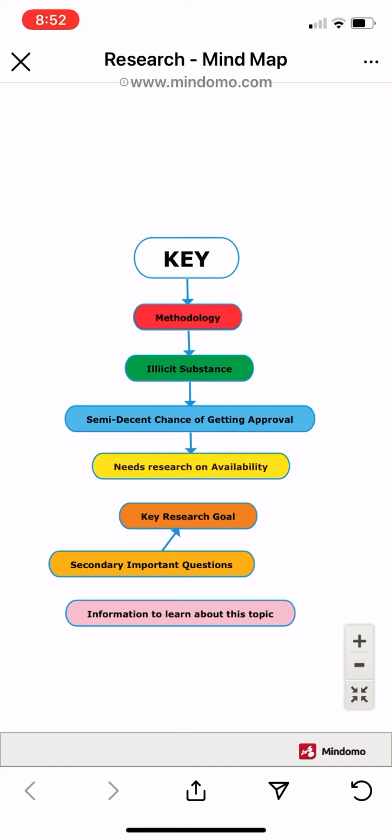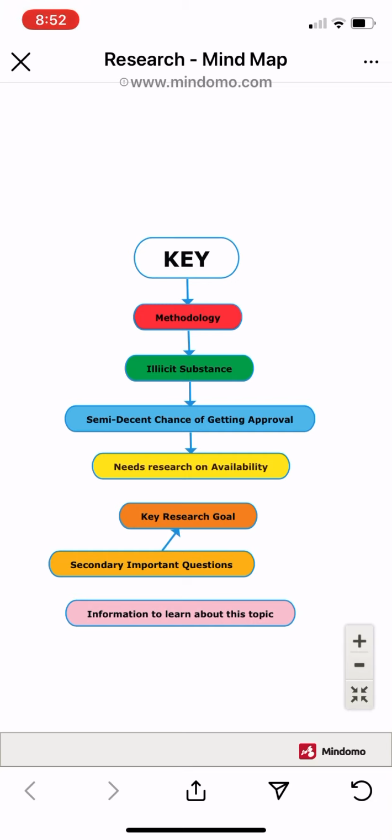Green is illegal substances. Blue means that there's a semi-decent chance of getting approval for doing that thing. Yellow needs research on the availability. So these four kind of are going to work together for the psychedelic research side of things.